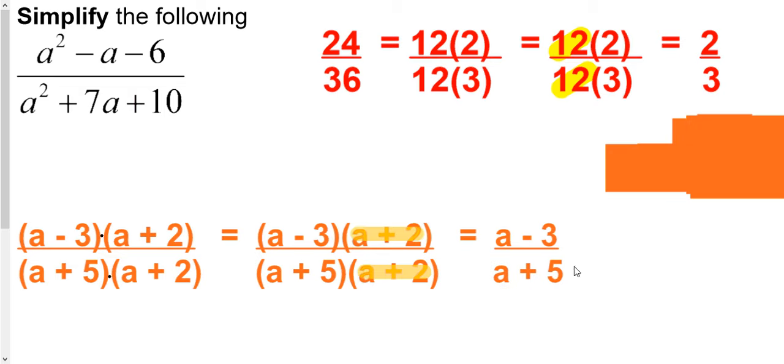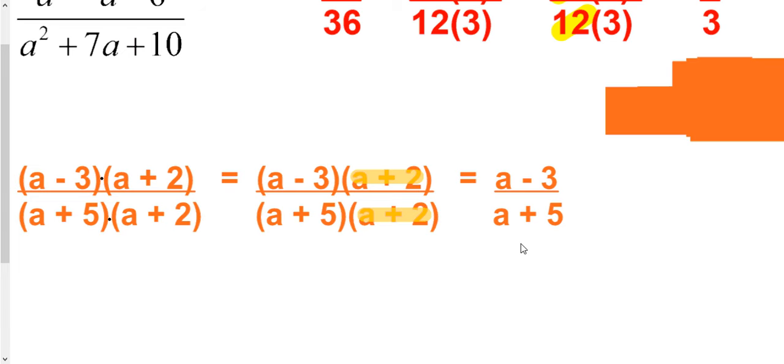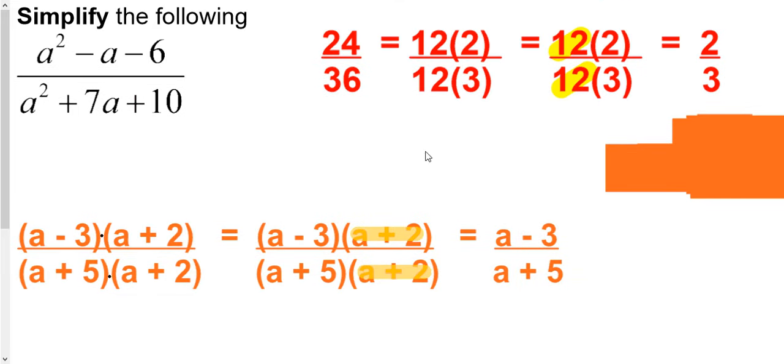Some of you might even be thinking at this point right here, we have an a on the top and an a on the bottom. We can cross those out. But no, we can't, because it's not a times the whole top and a times the whole bottom. This is all we can do. We can simplify it down to this, but we can't do it anymore. So in factoring fractions like this, factor the top, factor the bottom, cross out any common factors, and what you're left with is your answer.